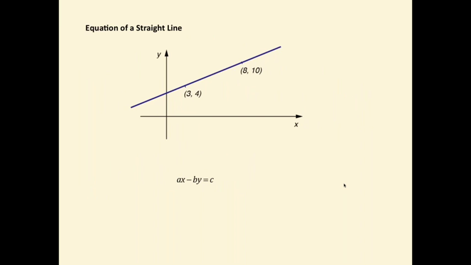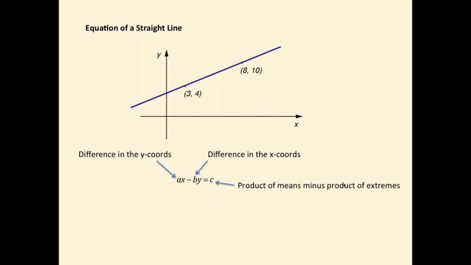which was the formula for finding the equation of a straight line given the coordinates of 2 points on the line. The form of the equation is ax minus by is c, and what's required is to find the values of the coefficients a, b, and c. The x and y there are the two variables. If you recall, the coefficient of x is found by subtracting the y coordinates. The coefficient of y is found by subtracting the x coordinates. And the independent term c is found using the formula: the product of the means minus the product of the extremes.